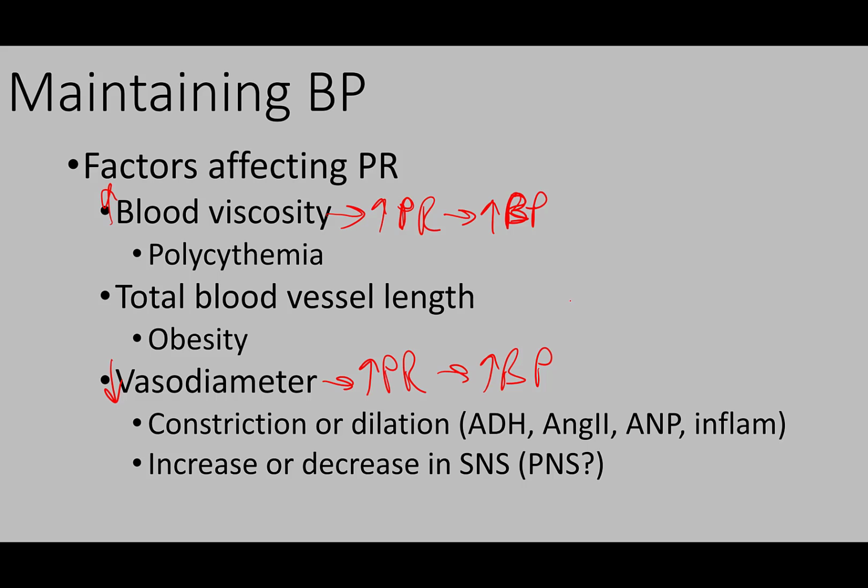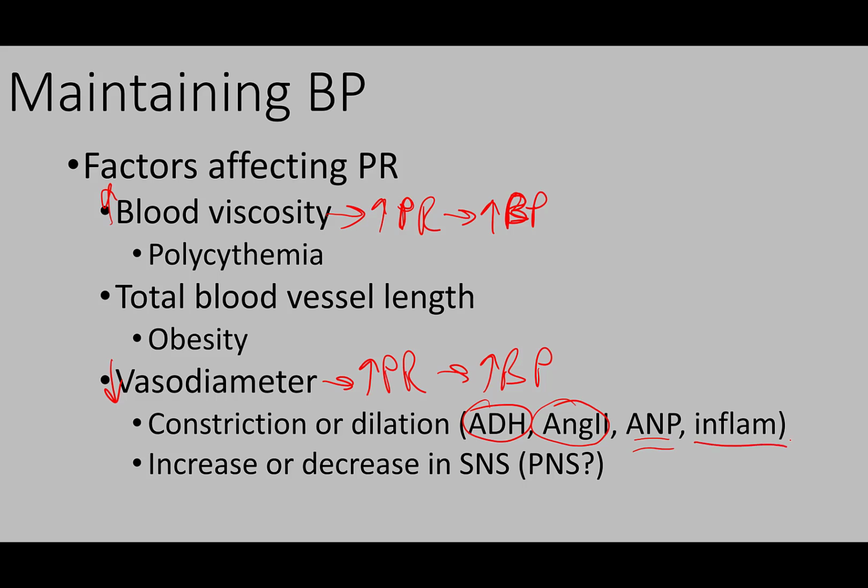So how do we cause vasoconstriction or vasodilation? Well, ADH. When we started this lecture, we said another name for ADH was vasopressin because it causes vasoconstriction. Ang2. Angiotensin 2 is the most potent vasoconstrictor in the body. So Ang2 causes significant vasoconstriction, which increases peripheral resistance, increasing blood pressure. ANP causes vasodilation, which decreases peripheral resistance, decreasing blood pressure.